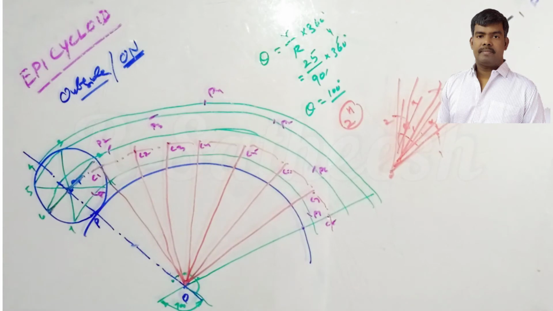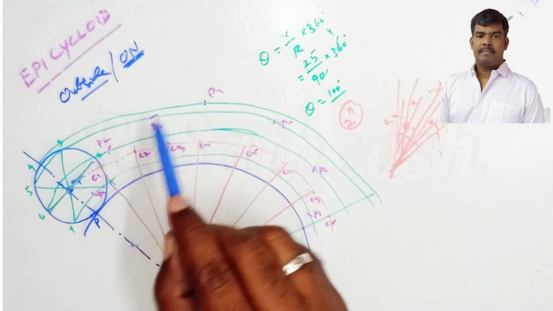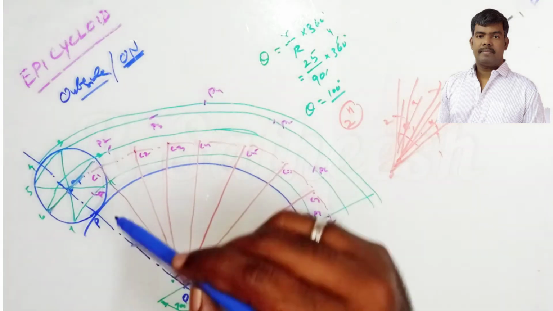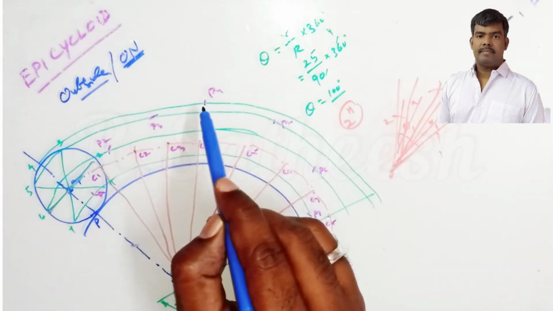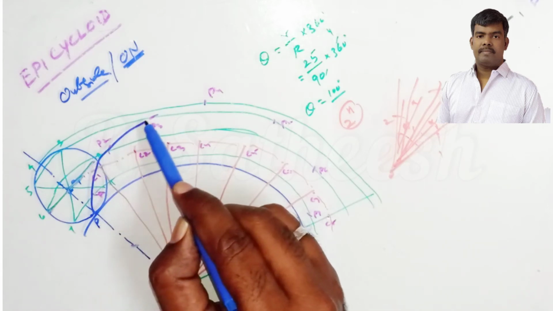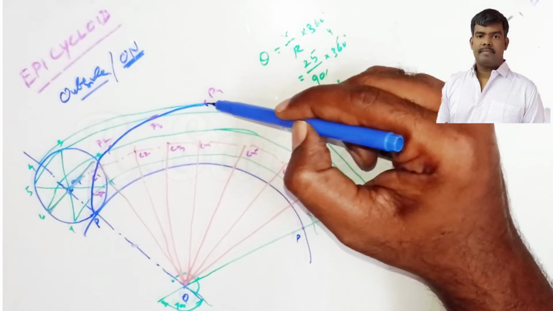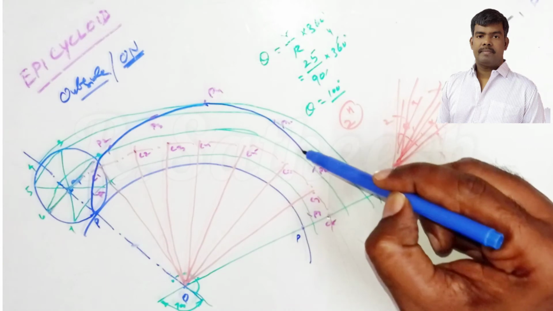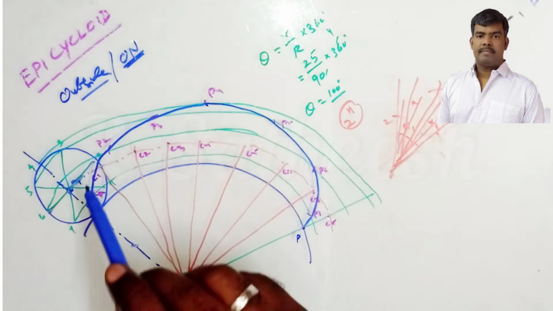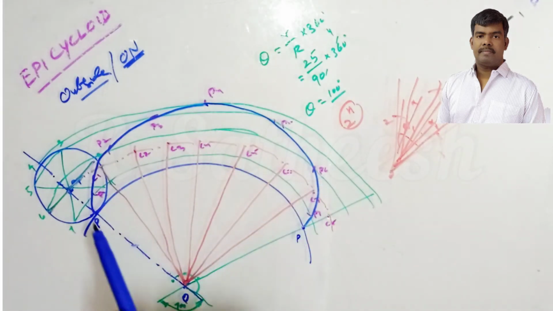So now the start and end both lie on the same point. So starting point P, then P1, P2, P3, P4, P5, P6, P7, P8 and P, both are same. So now you join all the points by a freehand curve from P, P1, P2, P3, P4, then P5, P6, P7, P. So this one is an epicycloid, a cycloidal curve. Clear? This one is the epicycloidal curve.